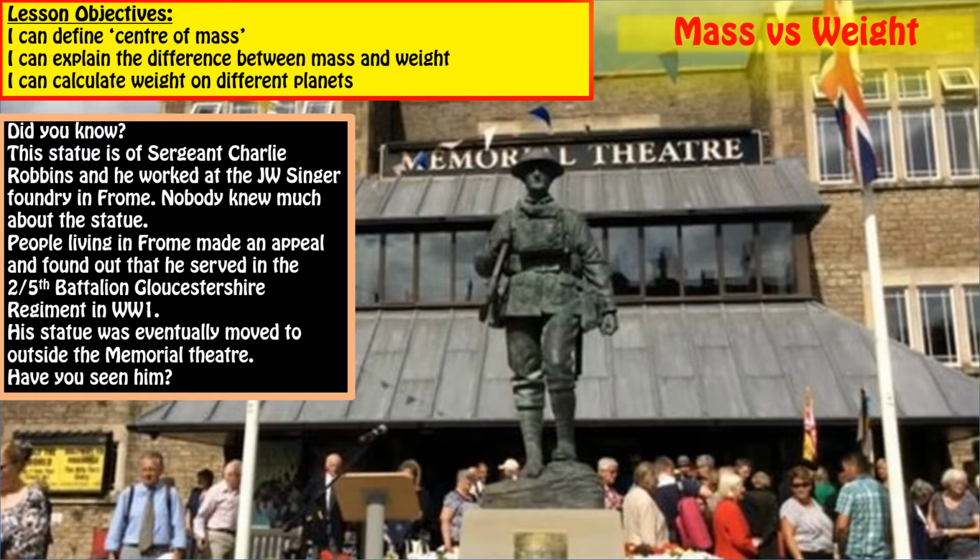But this is actually Sergeant Charlie Robbins. He worked at the J.W. Singer Foundry, and that's where the statue was. No one really knew much about it. The people in Frome made an appeal and found out the important information that he served during World War One, and eventually the statue was moved and placed outside the Memorial Theatre, and I'm sure you've seen him. So I thought I'd give him a little bit of respect and use him in the beginning of our lesson for today.